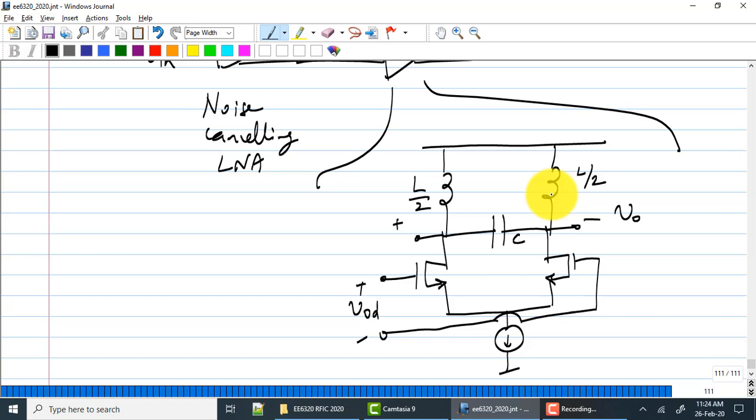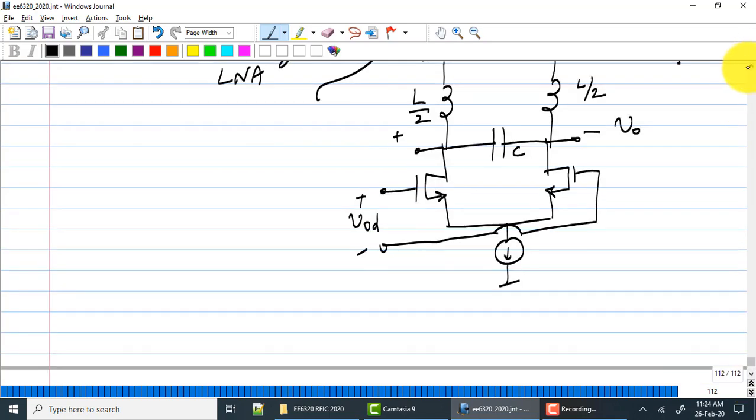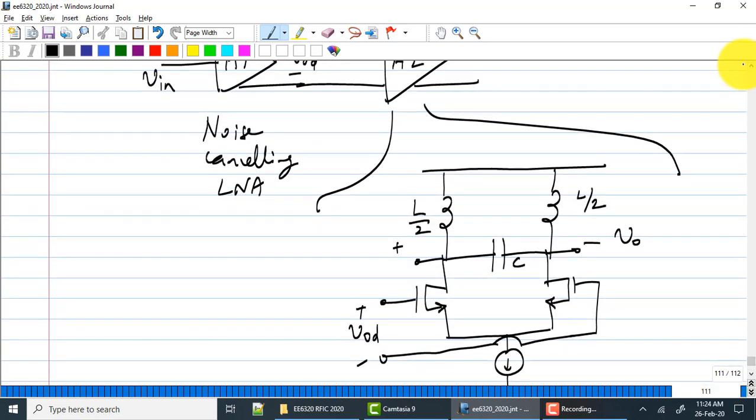Oh, which figure? This one. This is just a common source amplifier without resistive input impedance. Note it down. So this circuit will have a capacitive input impedance. So you need to make sure your RC bandwidth is good enough at the input.